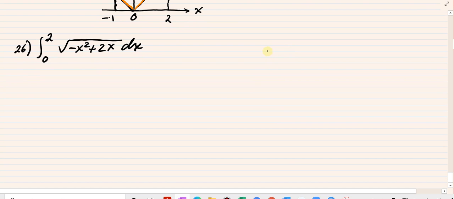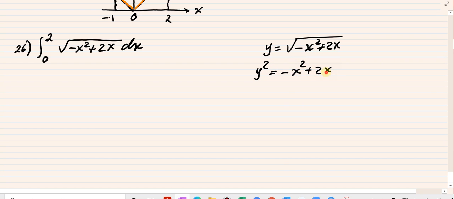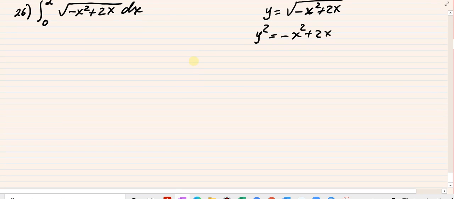Now, to better see this graph, let me write it as y equal to the square root of -x squared plus 2x. Okay, now I'm going to square both sides, so I get y squared is equal to -x squared plus 2x. Then we can bring the x's to the other side, so that's plus x squared minus 2x equals 0. And then I'm going to complete the square in x.